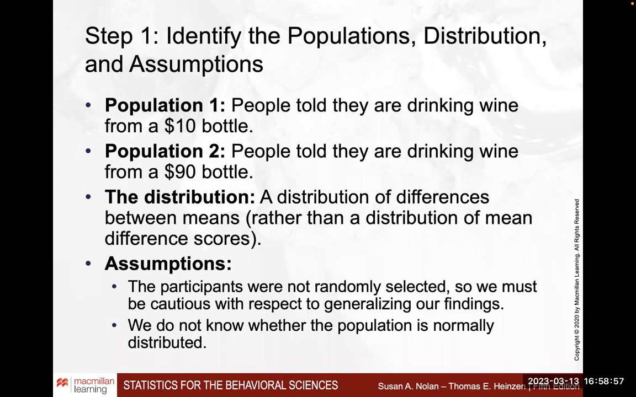So the assumptions are basically, we don't really know whether the population is normally distributed. There's a good chance it actually is, but we don't know that. So this is to be approached with caution. Participants were not randomly selected, so it could be that in one group you have, I don't know, a group of sommeliers, whereas in the other group you have people who have no idea about wine, drinking wine for the first or second time in their lives. So in that regard, you have to be very careful in terms of generalizability and generalizing your findings.